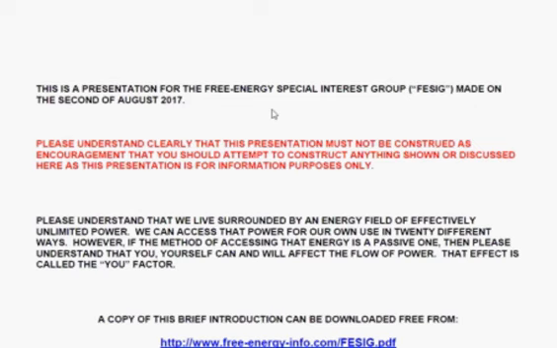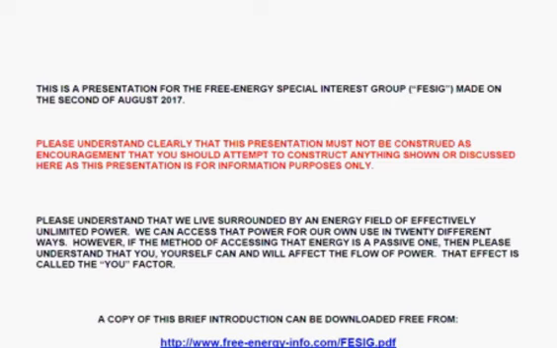Please understand that we live surrounded by an energy field of effectively unlimited power. Power is something that we can access for our own use in 20 different ways. However, if the method of accessing this power is a passive one, then please understand that you yourself can and will affect the flow of power. That effect is called the U factor.